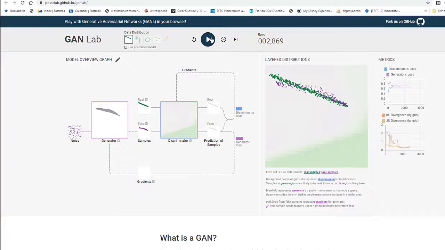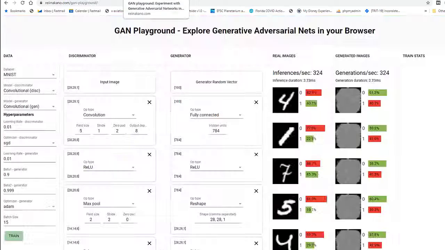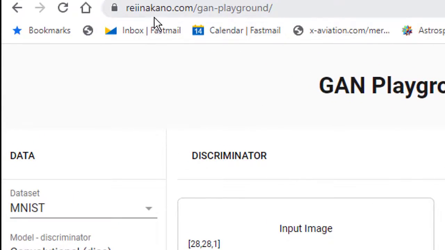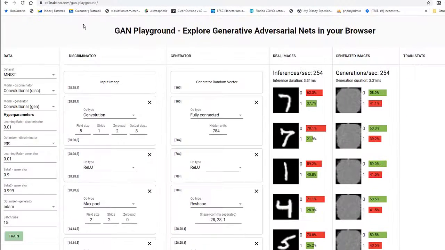All right, moving on. Taking this to another level, let's look at the GAN Playground here. Go to ryanakano.com, not sure how to say that, /gan.playground. This is actually using the old MNIST data set instead of those more synthetic data distributions. So in this case, let's go ahead and hit train here.